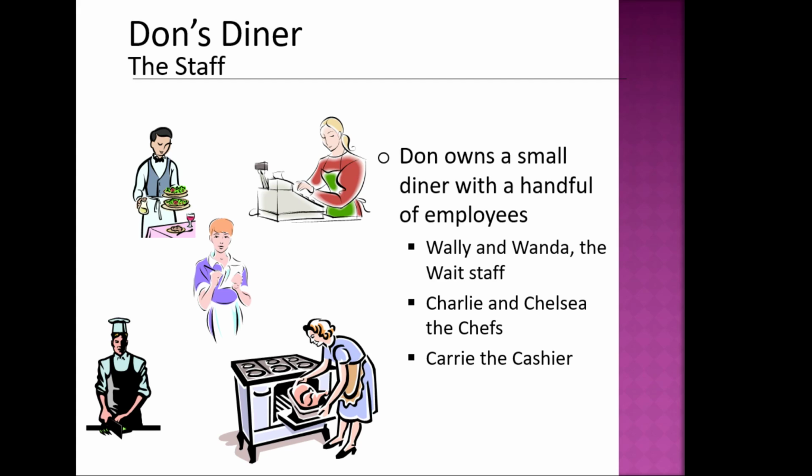So in the diner, Don's diner specifically, Don has a very specific way of naming things and who he hires. So he has Wally and Wanda, who are the waitstaff, Charlie and Chelsea, who are the chefs, and Carrie, the cashier. So Don's really into alliteration. And everybody knows Don's Diner. Everybody loves Don's Diner. It's the favorite in town, and everybody knows the routine.